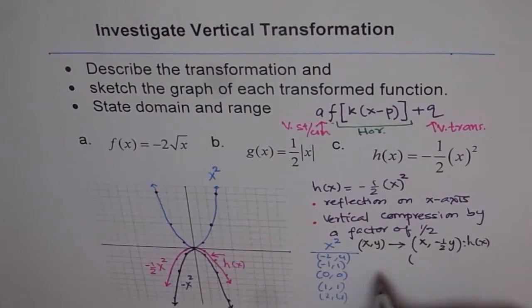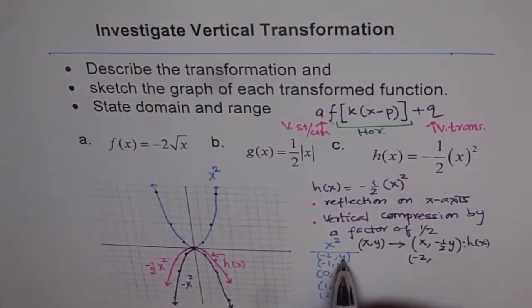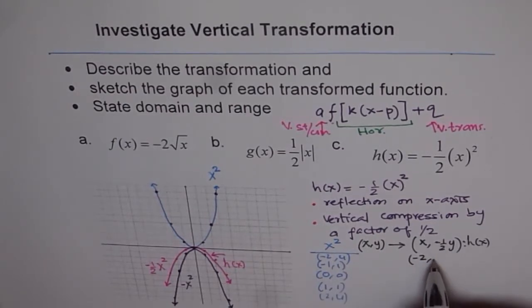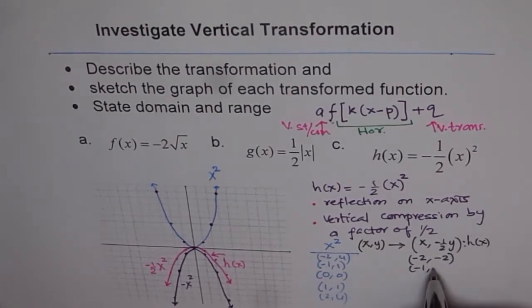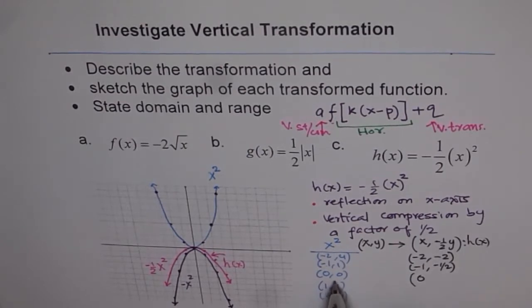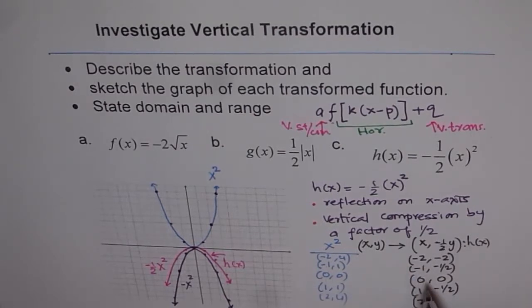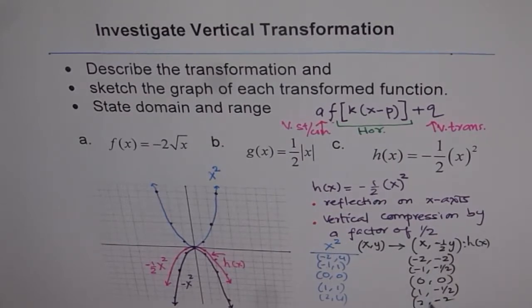So we get the point as minus 2. So we'll have x point same as minus 2, but we'll do half of 4, which is 2, and make it minus. So minus half. At minus 1, we expect a value of minus half, right? At 0, we expect a value of minus half times 0 will give you 0 itself. And at 1, we expect a value of minus half. And at 2, we expect a value of 4 times minus half, which is minus 2. So these are your transform points.